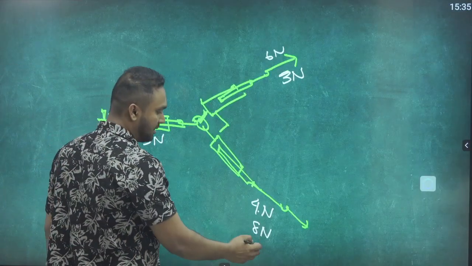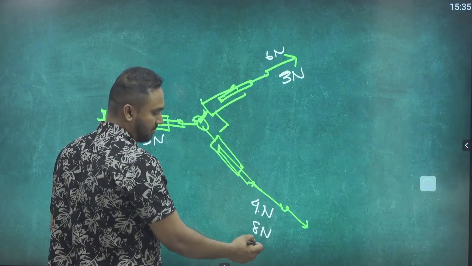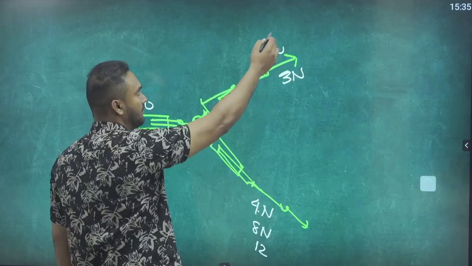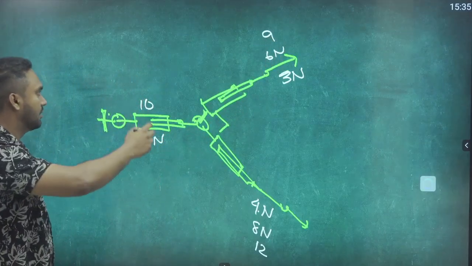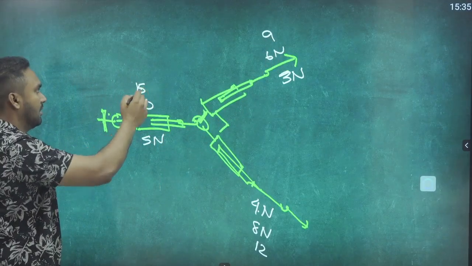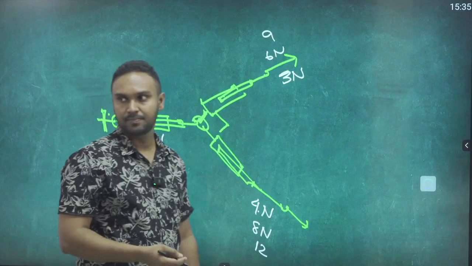12 and 9 here, then what comes here? 15. Why does it happen that way?